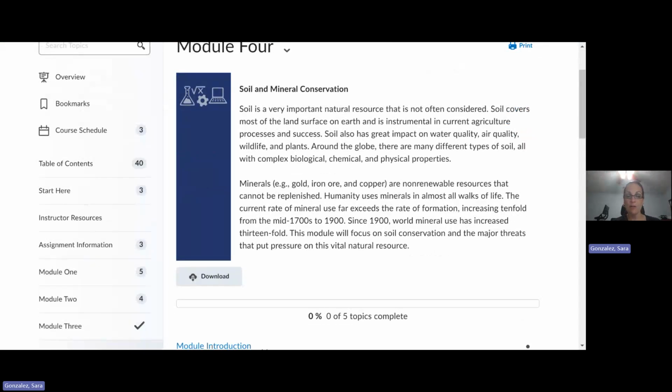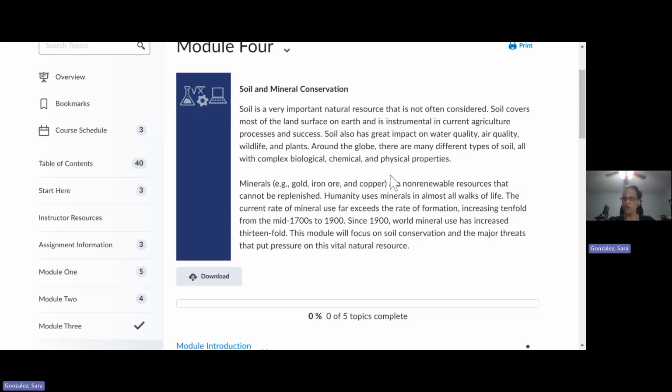This week we're going to concentrate on a very important natural resource. They all are very important, of course, but more importantly is soil and mineral conservation. So as we know, soil, a very important natural resource. We don't really seem to take it for granted, but if a soil is not the right chemical consistency or physiological, biological consistency, it's kind of useless, right? The soil is too acidic, won't be able to grow crops. Soil is too dry, again, not very good. So soil also has a great impact on our water quality, our air quality, our wildlife, and our plants.